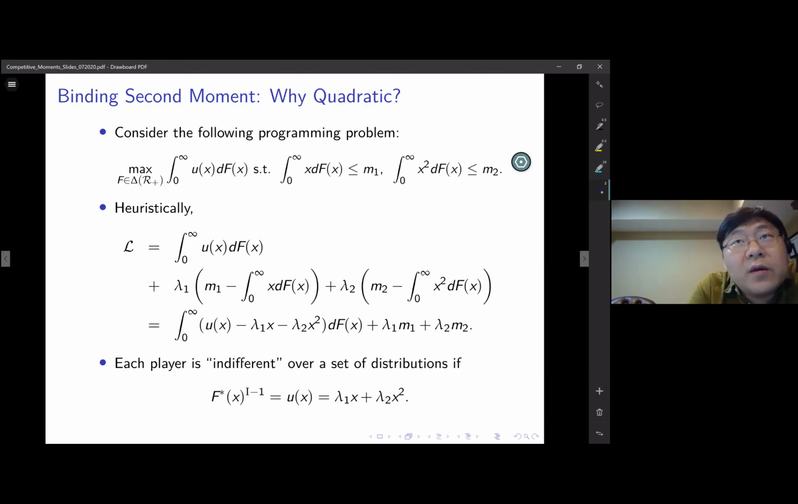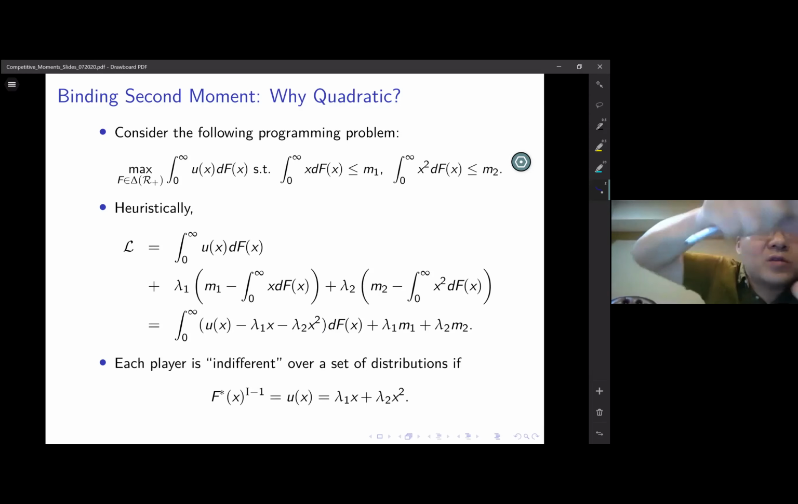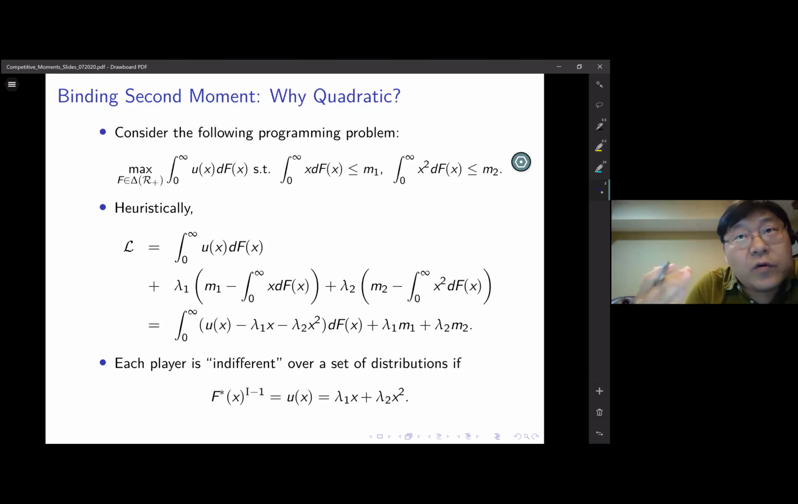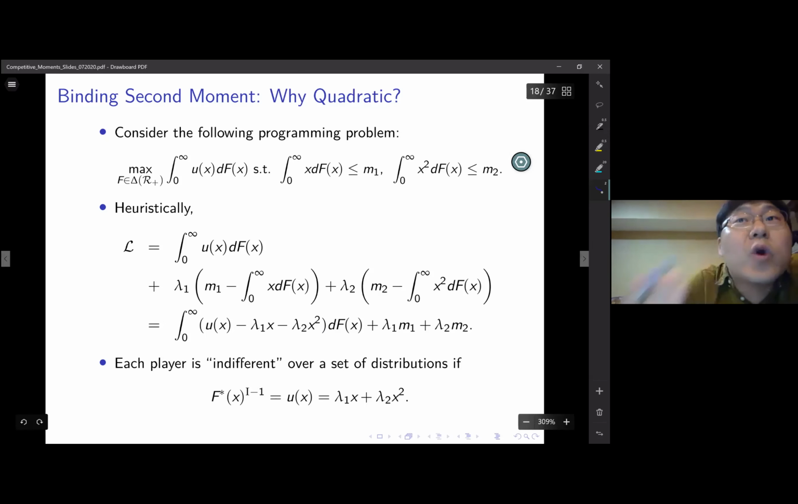So what does this mean? Well, your choice of f doesn't really matter. This actually implies that you are going to be indifferent over a set of distributions. So in some sense, if there's a planner, the planner can ask you to choose a particular distribution because you are indifferent. You don't care about your particular choice. Okay. And again, as before, this is the property we need for equilibrium. And this is why this f star to the I minus 1, this value function must be expressible as a quadratic function or a polynomial.